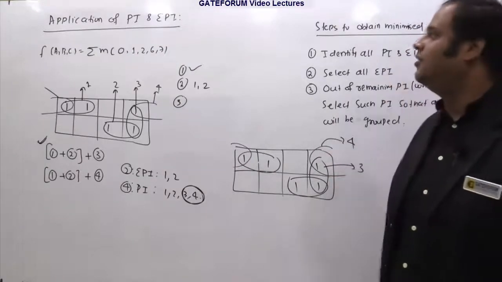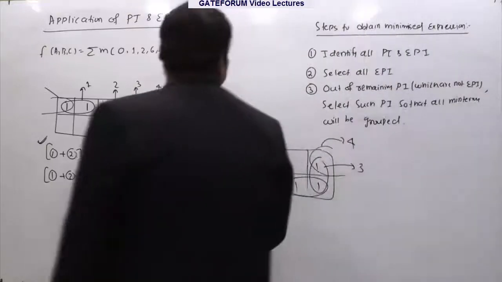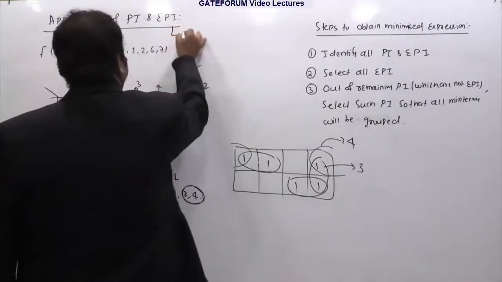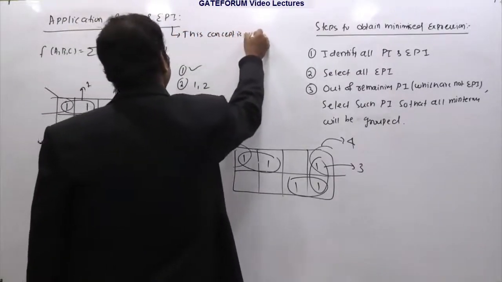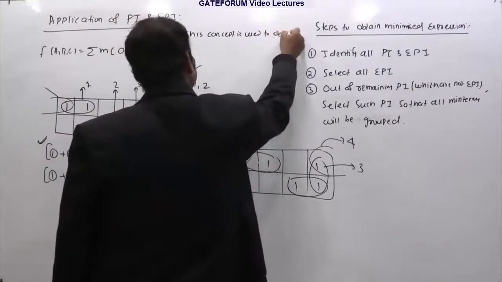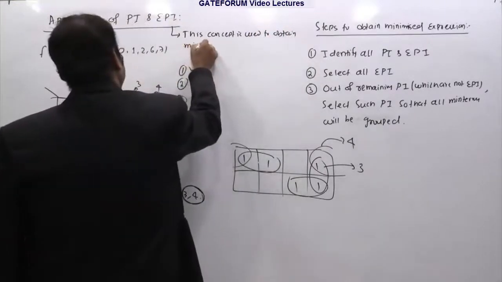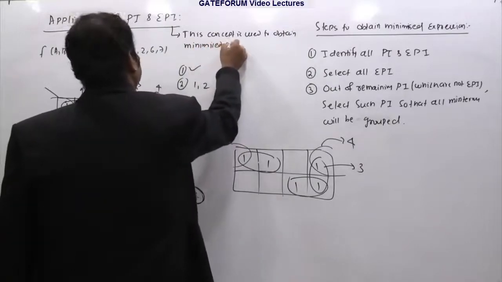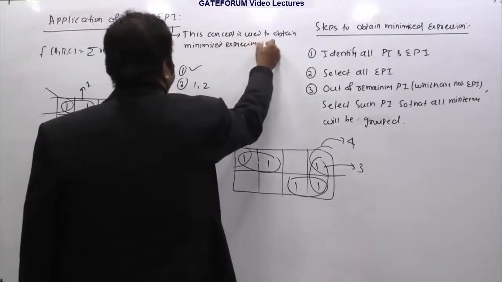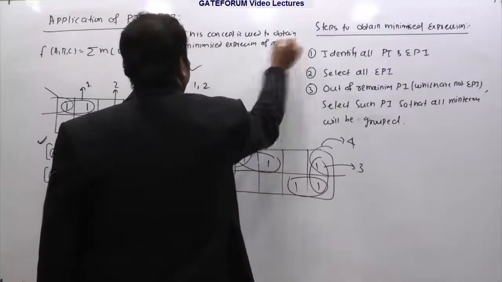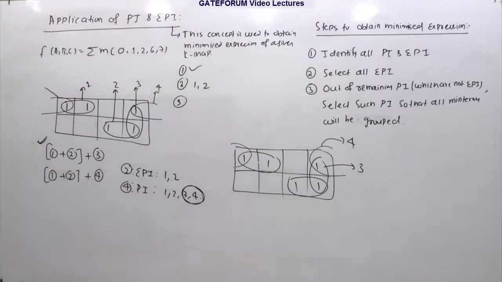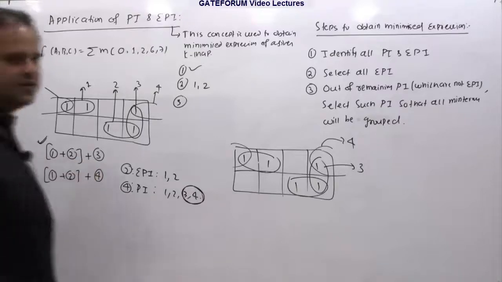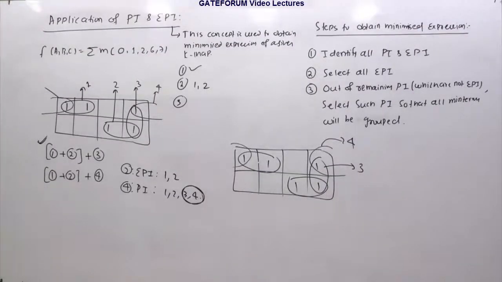If somebody asks you what is the application of PI and EPI, one simple answer we can tell is: this concept is used to obtain the minimized expression of a given K-map. Like in this case, we are able to obtain this minimized expression. So let me take one more example, so this concept will be further clearer.